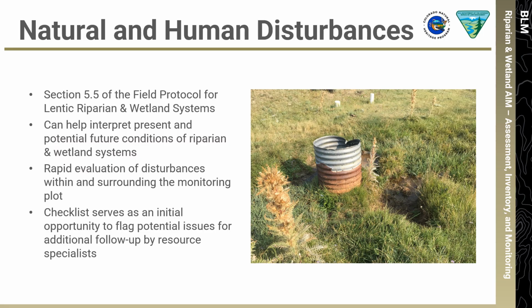Documenting natural and human-caused disturbances can help interpret present and potential future conditions of riparian and wetland systems. The natural and human disturbances checklist included in the protocol is a rapid evaluation of disturbances within and surrounding the monitoring plot. It's important to note that some disturbances, such as channel incision, may impact a site's functional capacity, while other disturbances, such as recent beaver activity, may increase the site's functional capacity. The checklist serves as an initial opportunity to highlight recent disturbances and flag potential issues for additional follow-up by resource specialists.